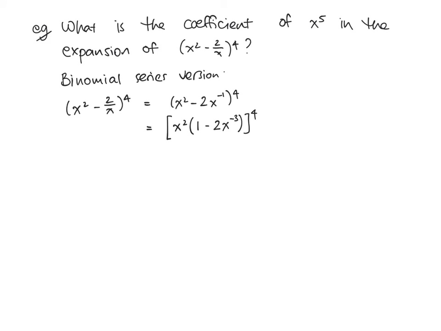If I write that out a little clearer, then I have x to the 8 times 1 minus 2x to the minus 3, all to the power 4. Now we'll see that this 1 minus 2x to the minus 3, all to the 4, is what I can use my binomial series on, where my alpha is 4, and my minus 2x to the minus 3 replaces x in my original version.